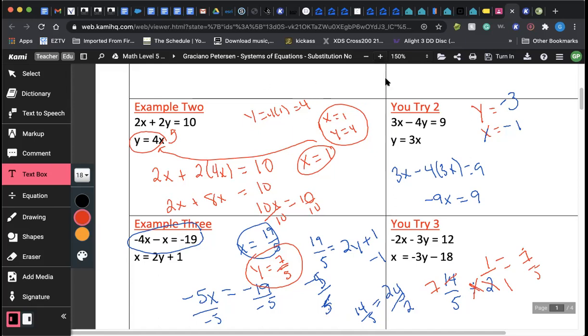Okay, what I want to do is I want to try this other one with you all. Will you try 3? We're going to do this one in a stepwise fashion where you guys are going to explain the steps to me just to see if we're getting it. Okay. So I'm going to erase here. And so we have these two equations. One says negative 2x minus 3y equals 12, and the other says x equals negative 3y minus 18.